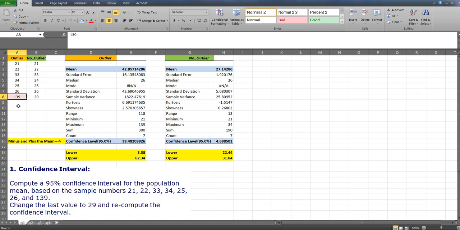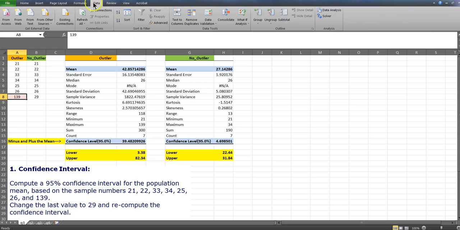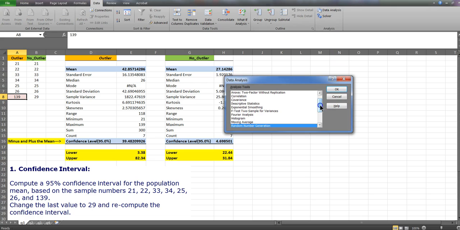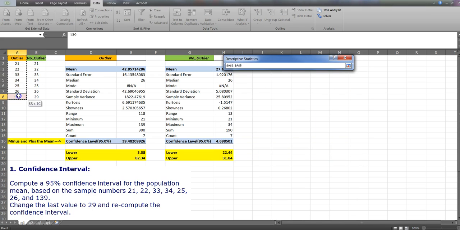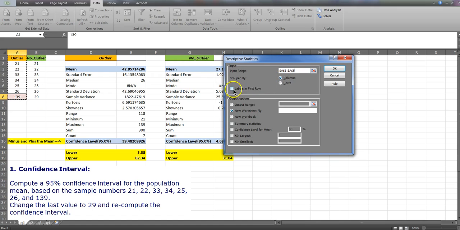So to do the confidence interval for the mean, all you need to do is use your handy dandy data analysis tool pack, and it's under the data ribbon up top here. You go over to data analysis, you go over to descriptive statistics, click OK. And we need our input range, and so obviously we're going to have to do this twice. So we're going to highlight our data. It's in a column. There's labels in the first row, and it's asking us where we want to put it.